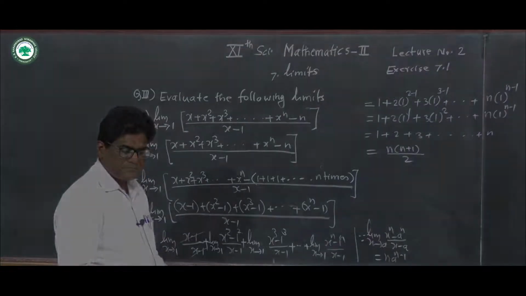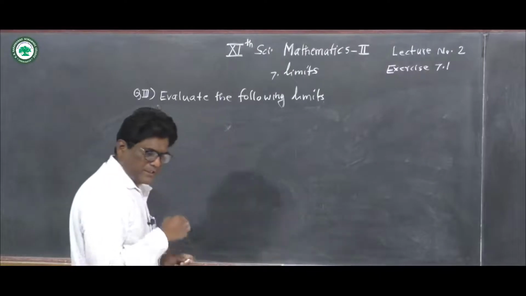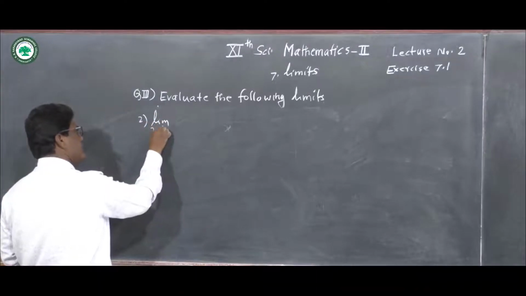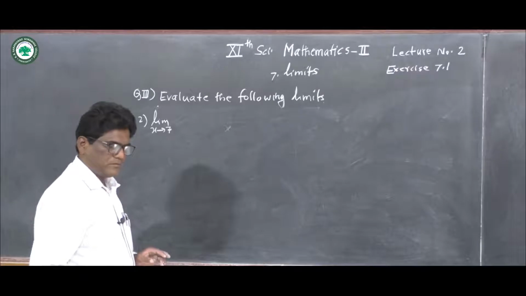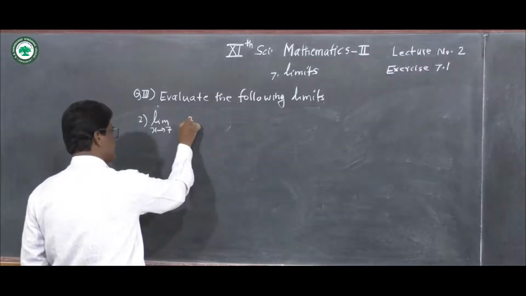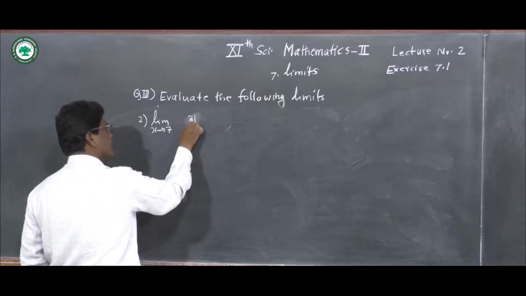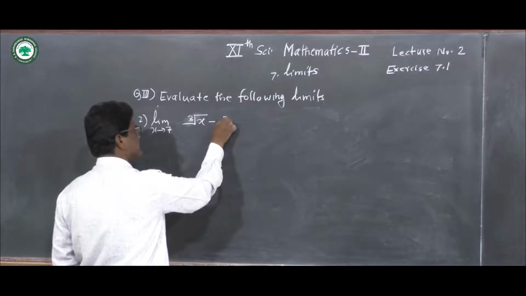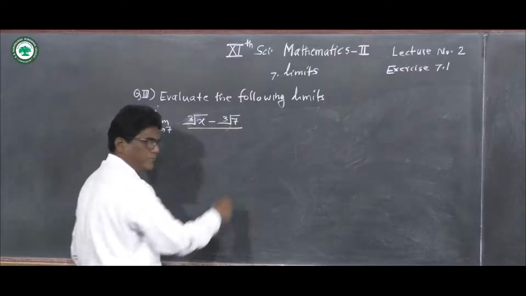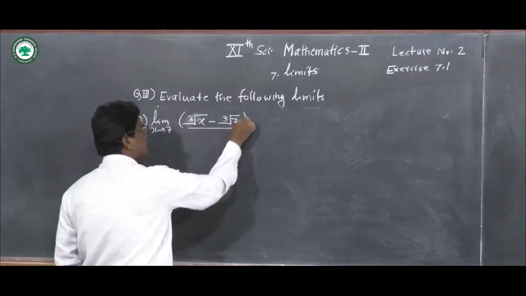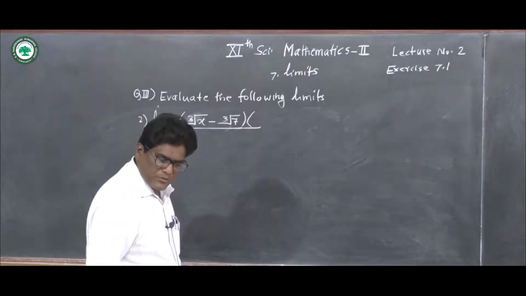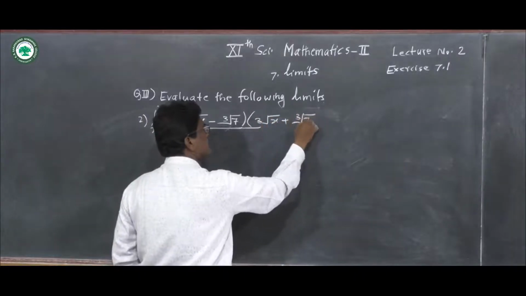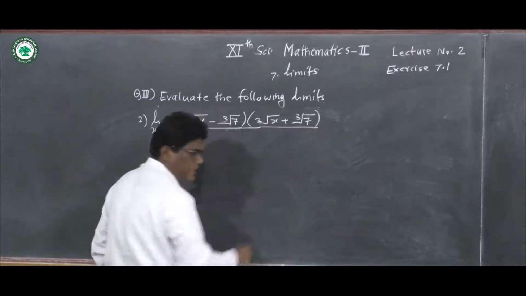Now question number 2. Limit x tends to 7, cubic root of x minus cubic root of 7 divided by, here again next term is cubic root of x plus cubic root of x plus cubic root of 7, and divided by here x minus 7.